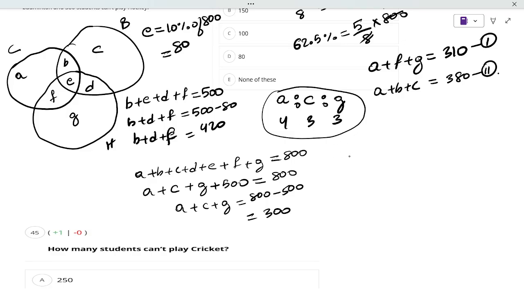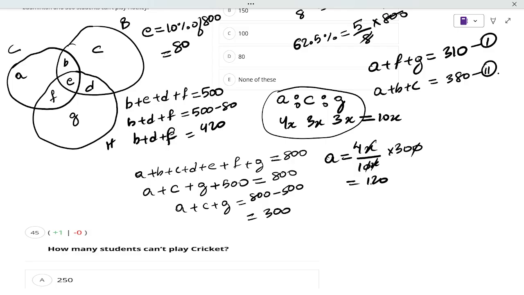Of course. So here let's take a variable x, since it's given in terms of ratio, and we know the total of A, C and G is 300. So to find A, we have a total of 4 plus 3 plus 3, which is 10x. So the A value will be, out of 10x, 4x out of 300. So x will be cancelled and 0 will be cancelled. Then here we'll get 120.